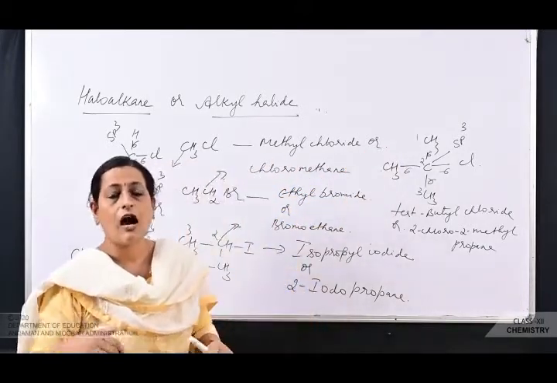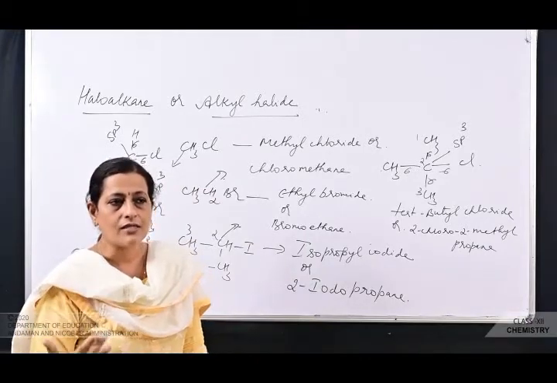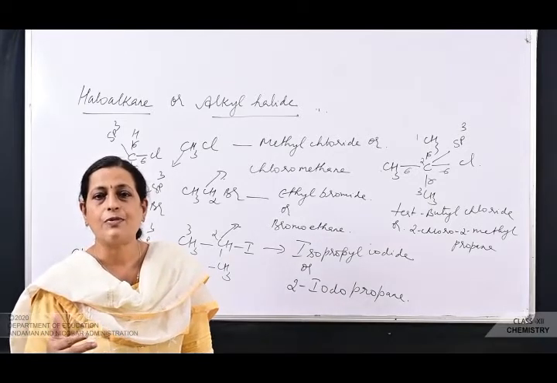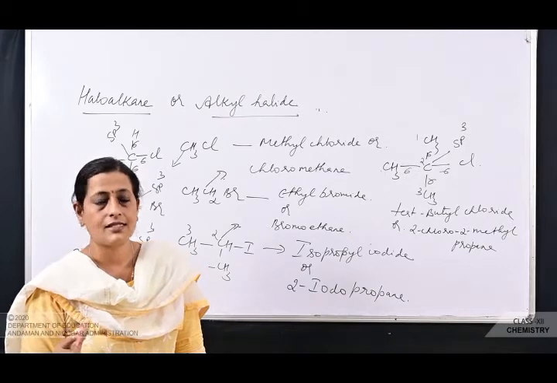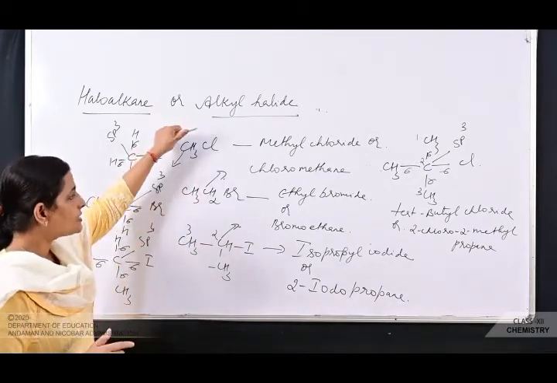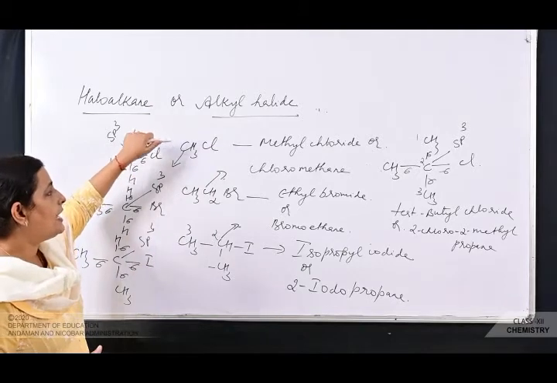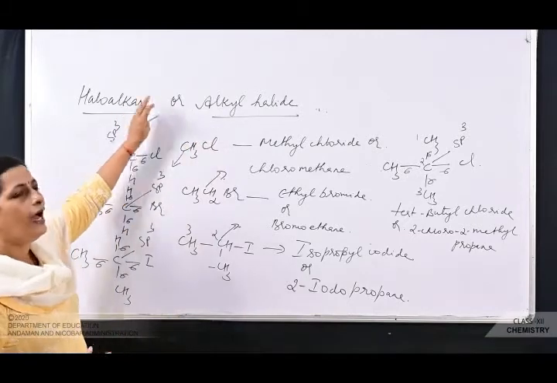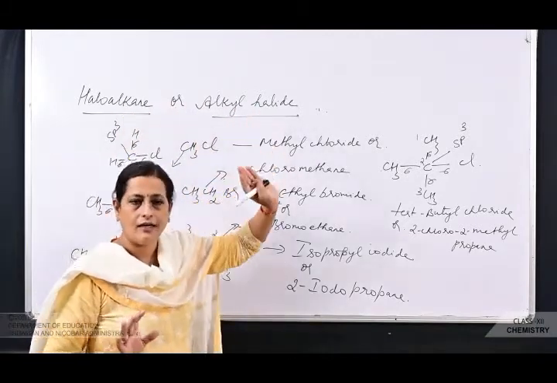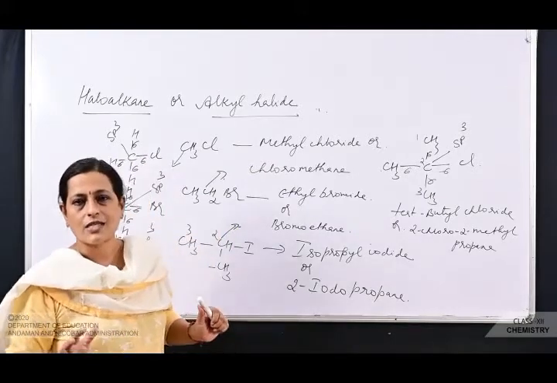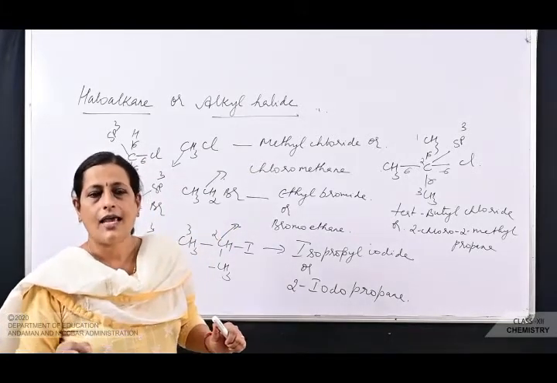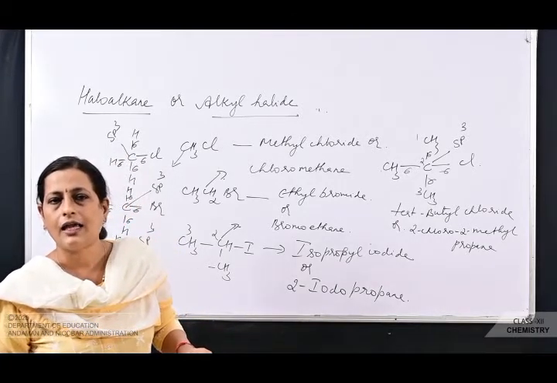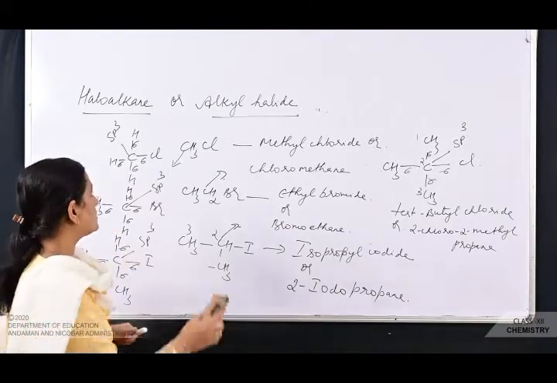sp3 hybrid state. So how will you define a haloalkane? The compounds in which the halogen atom is attached to what type of carbon atom? sp3 hybrid carbon atom. That is, haloalkanes are the compounds in which the halogen atom is attached to an sp3 hybrid carbon atom of which group? Alkyl group is known as what? Haloalkane or alkyl halide. Is it clear? What is a haloalkane? The compounds in which the halogen atom is attached to an sp3 hybrid carbon atom of the alkyl group is known as what? Haloalkane or alkyl halide. I'll just write it here.